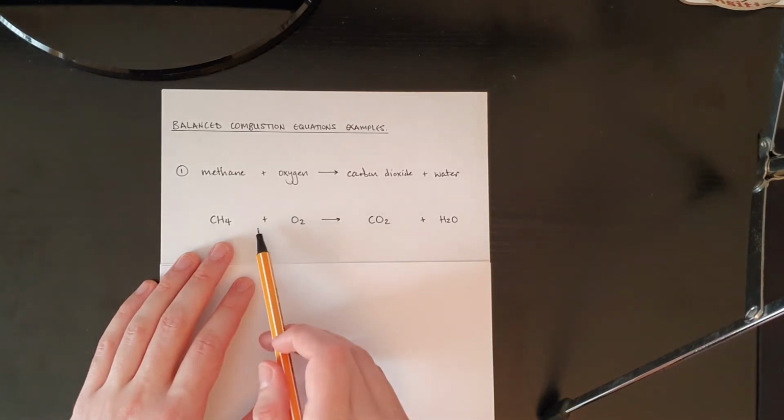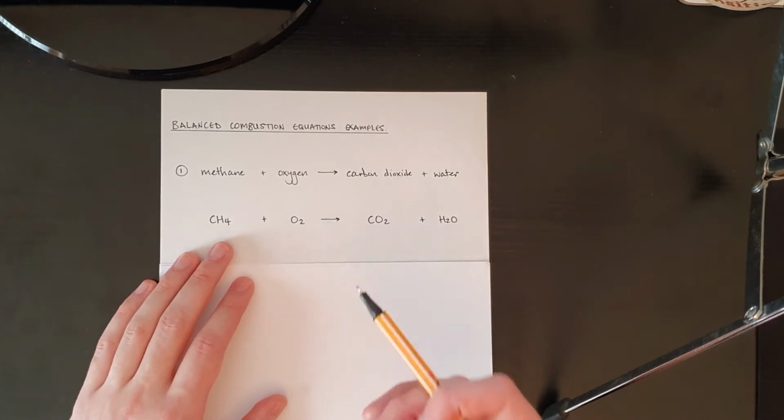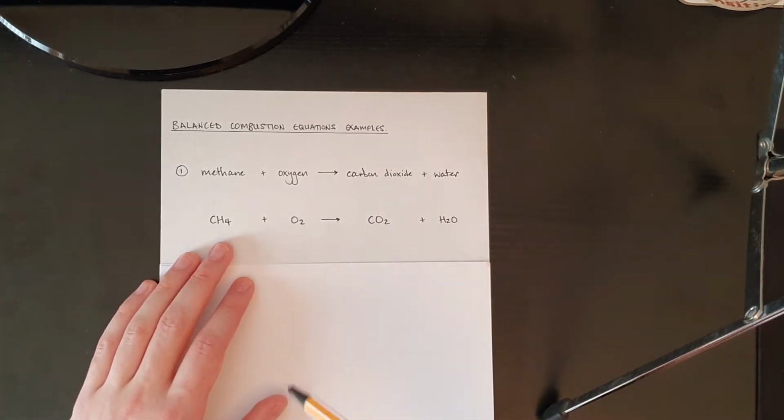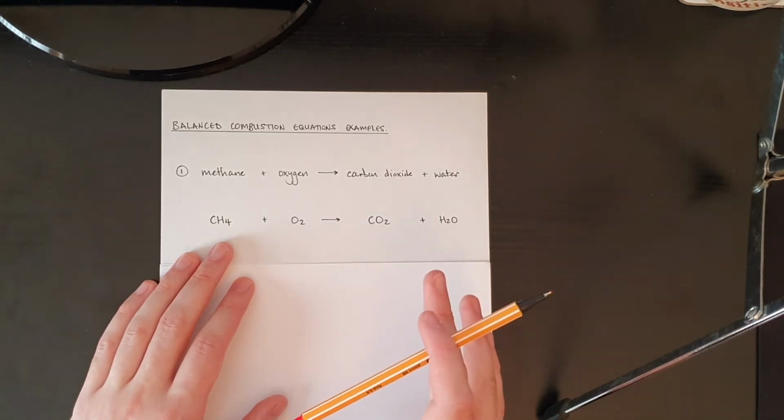So if there's carbon on the left, there will be carbon on the right. If there's oxygen on the left, there will be oxygen on the right, and so on. No atom disappears, and no atom appears from nowhere. They just change what they're bonded to. Now, what does that mean?